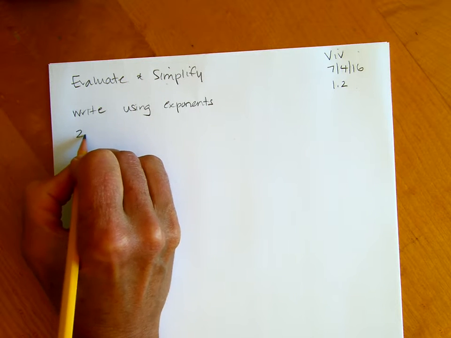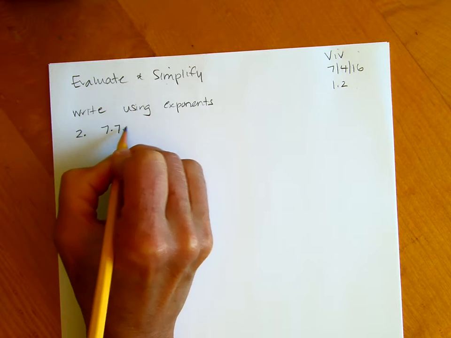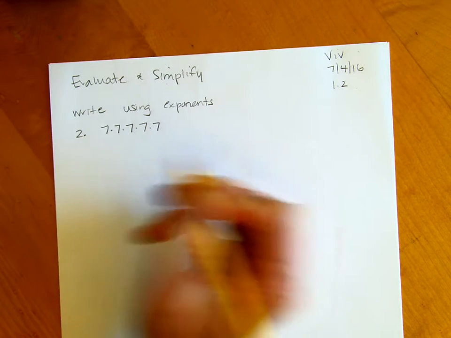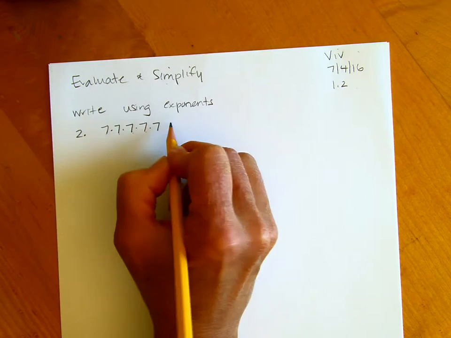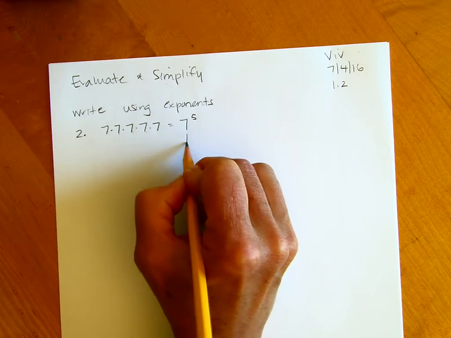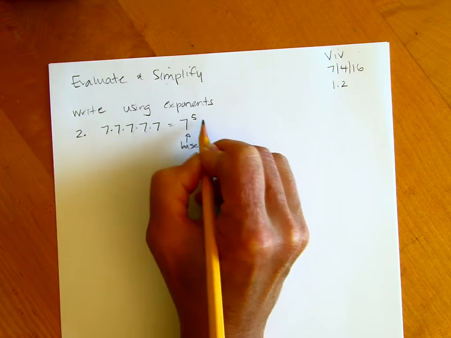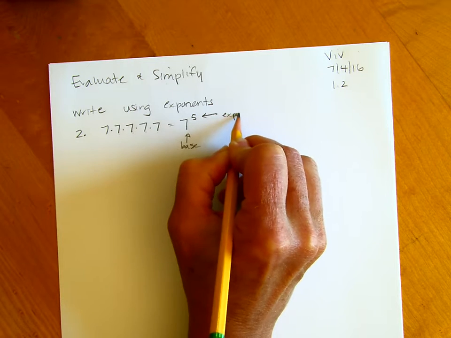And then they give you something like 7 times 7 times 7 times 7. And how would I write this using exponents? 1, 2, 3, 4, 5. So this is 7 to the 5th. There's your base, and there's your exponent.